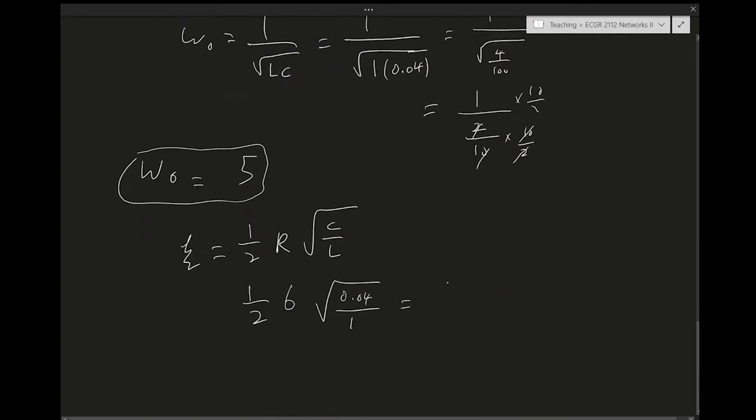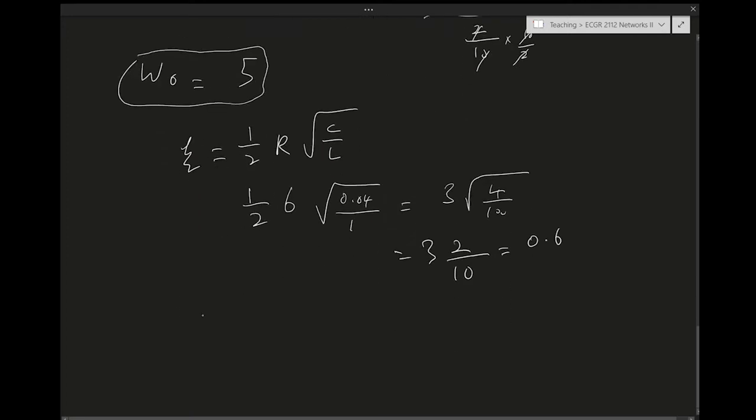So same deal, I just want to simplify this now. Half of 6 times square root of 4 over 100 equals 3 times 2 over 10. So this is 3 times 2, 6 over 10, 0.6. Zeta is 0.6, which is less than 1, right? So this means this is an underdamped system, circuit, meaning it will exhibit some oscillatory behavior.